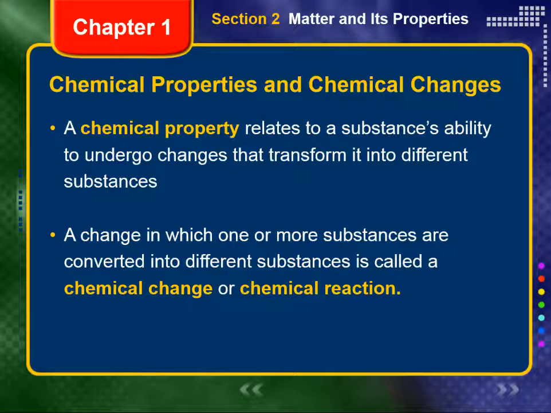Chemical properties and chemical changes. Physical properties can be observed without changing the identity of the substance, but properties of the second type, chemical properties, cannot. A chemical property relates to a substance's ability to undergo changes that transform it into different substances. Chemical properties are easiest to see when substances react to form new substances.